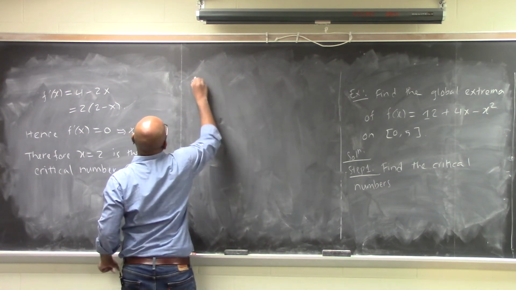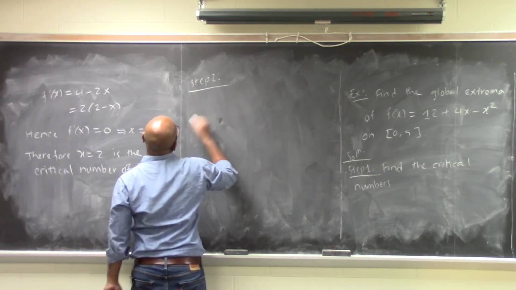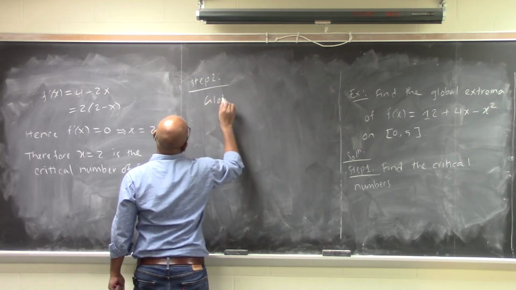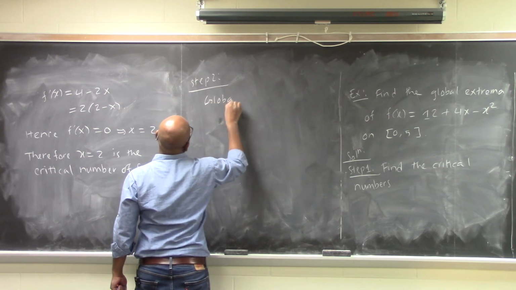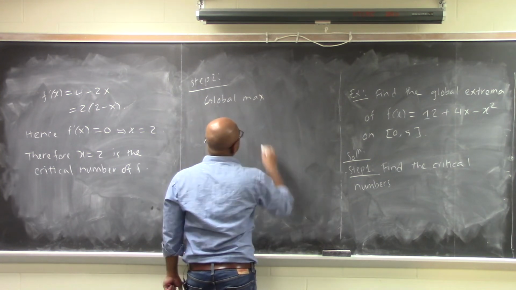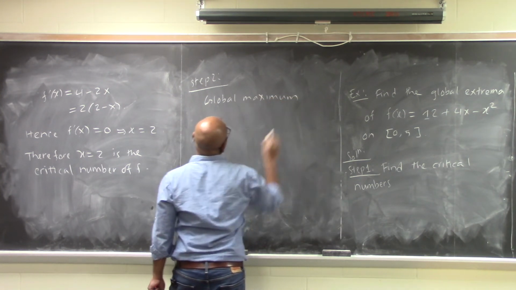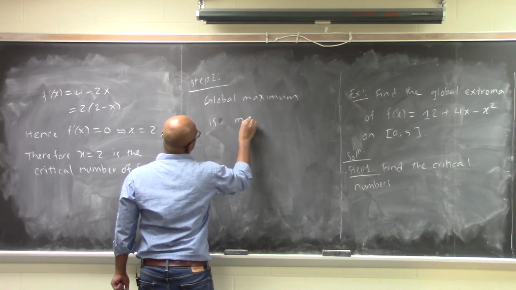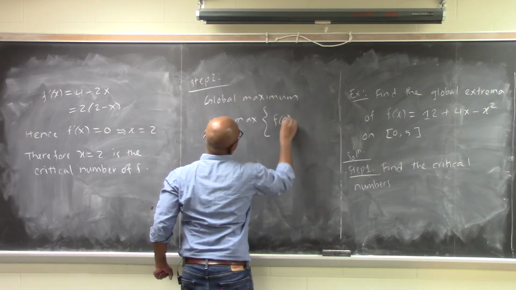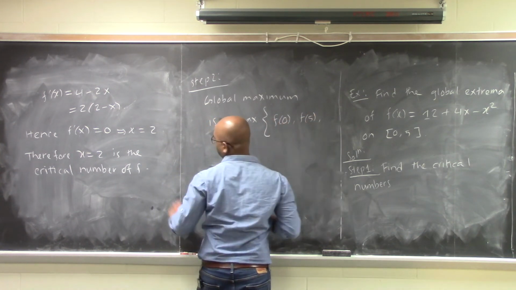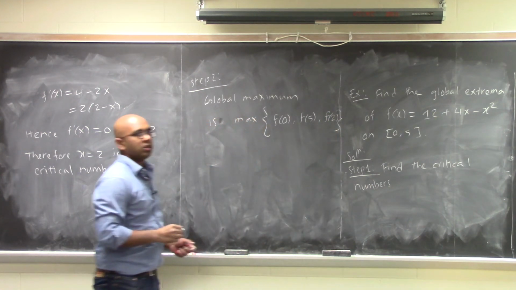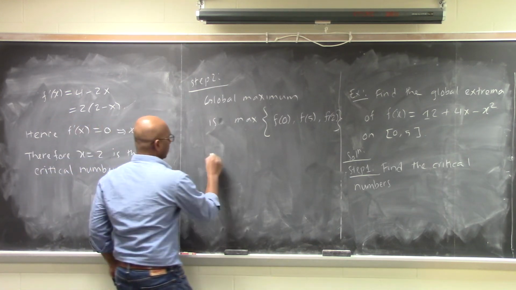Okay, step 2. The global maximum is the maximum among the values at the endpoints, which is f of 0, f of 5, and the value at the critical number, f of 2. So we calculate those values and then evaluate them.